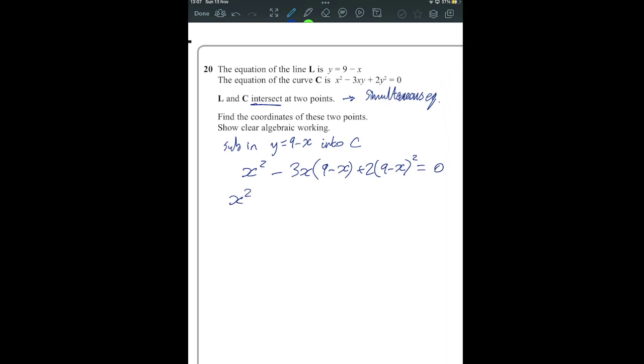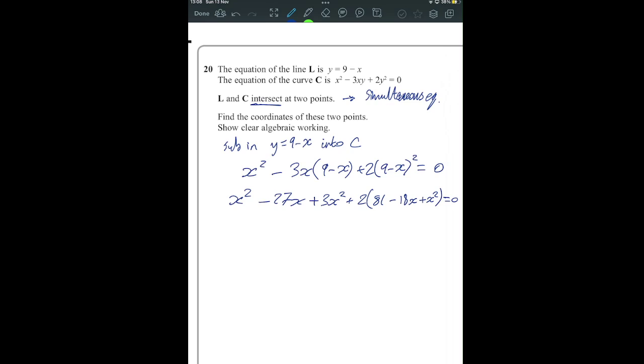Expanding and cleaning up, being very careful with the negative signs. We do have a negative 3x times negative x. Over here, be very careful, that is a double bracket, so do not lose the negative 9x that would appear in the middle. Be careful that it is a positive x squared. Now let's collect together like terms. I'm going to expand the bracket as I do it. I have an x squared, a 3x squared.